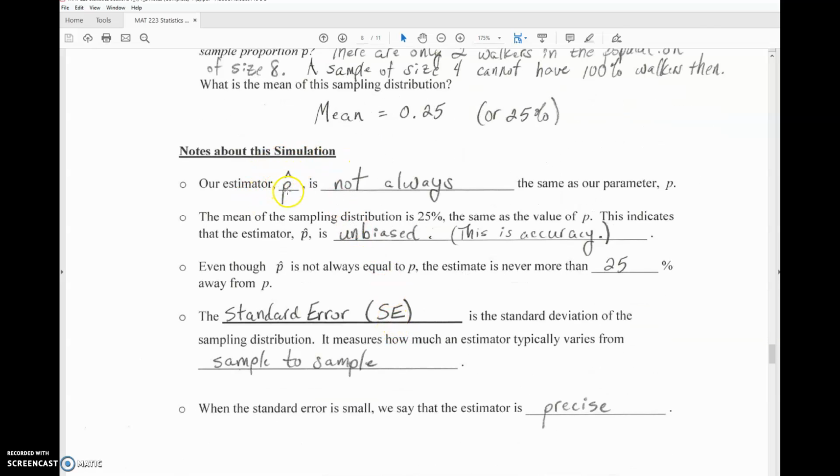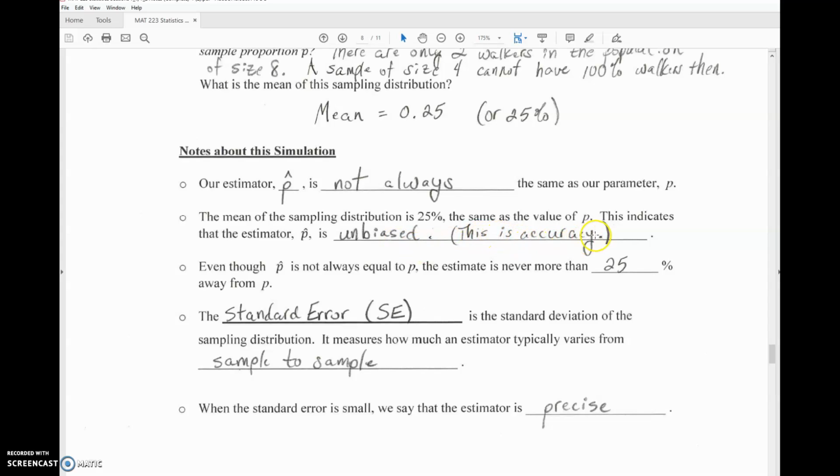So, notes about this simulation. Our estimator p hat is not always the same as our parameter p, which is 25%. Our p hat can either be 0, 25, or 50% in this sample, with this sample size and our population size. The mean of the sampling distribution is 25%, which is the same as the value of p, the population proportion. This indicates that the estimator p hat is unbiased.